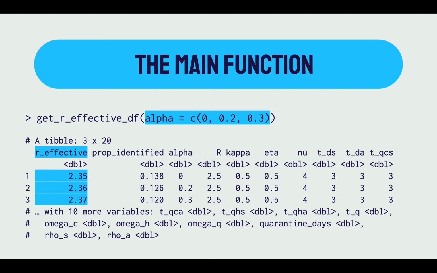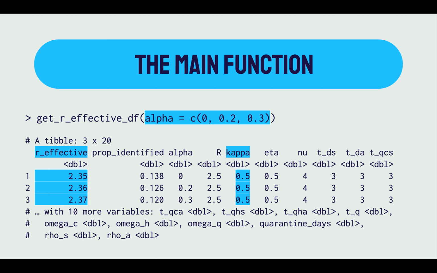And so then that corresponds to an R effective. And so in the case where there are 30% asymptomatic infections, our R effective ends up being 2.37. When there are 20%, it's 2.36. And when there are 0, it's 2.35. And so that sort of lowering based on that alpha is largely driven by 3 different things. The first thing it's driven by is this kappa value. And so kappa alone, that's going to be dictating basically the relative transmissibility of an asymptomatic person.